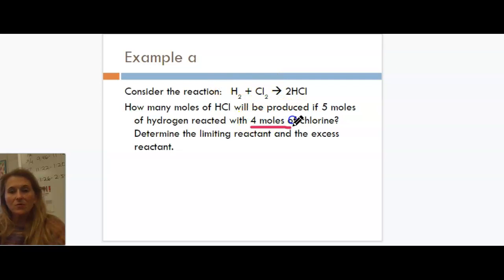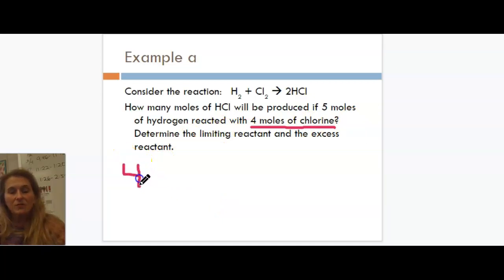So we know that chlorine is going to be limiting because we don't have 5 moles. So we're going to have a whole extra mole of hydrogen left over there. But let's say it wasn't this easy and we needed to actually do our calculation. So we would use our stoichiometry here.